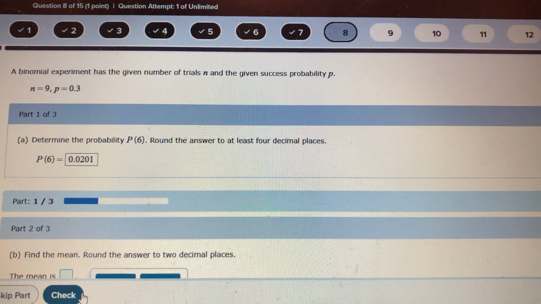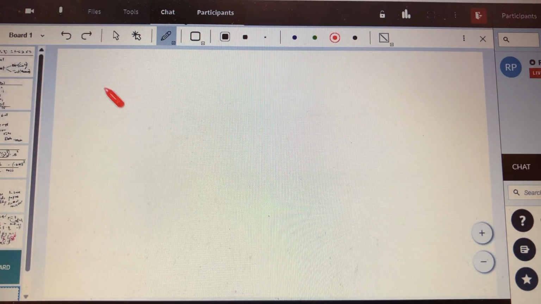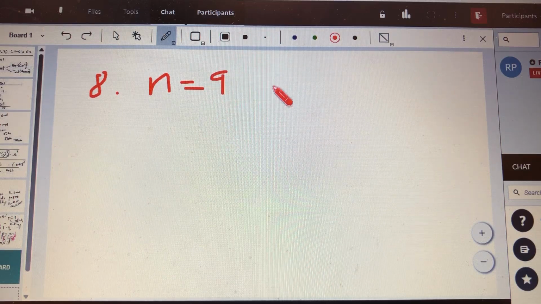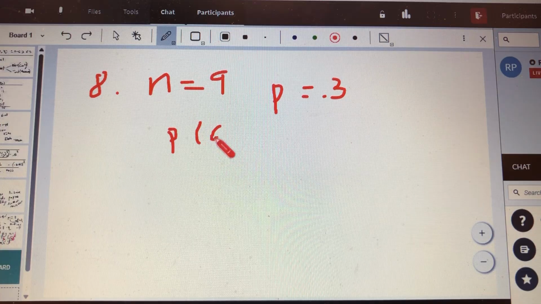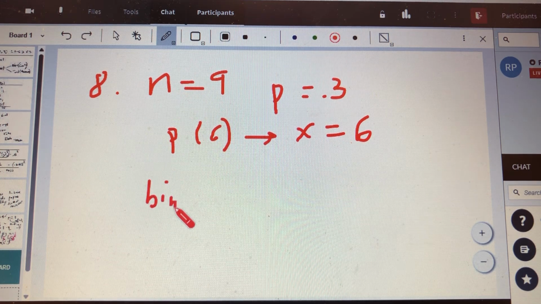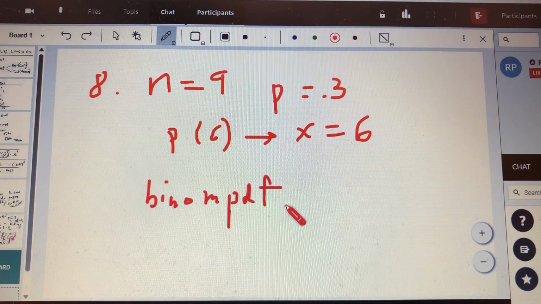Okay, or here's your other option. If they tell you at number 8 that n is 9, p is 0.3, and then when it says find the probability of 6, that means x is 6. They don't give you q, and you can figure it out yourself if you need to. But if you want to do this in the calculator, you don't even need q. There's a function in the calculator called binomPDF, and you put n first, p second, and x last.